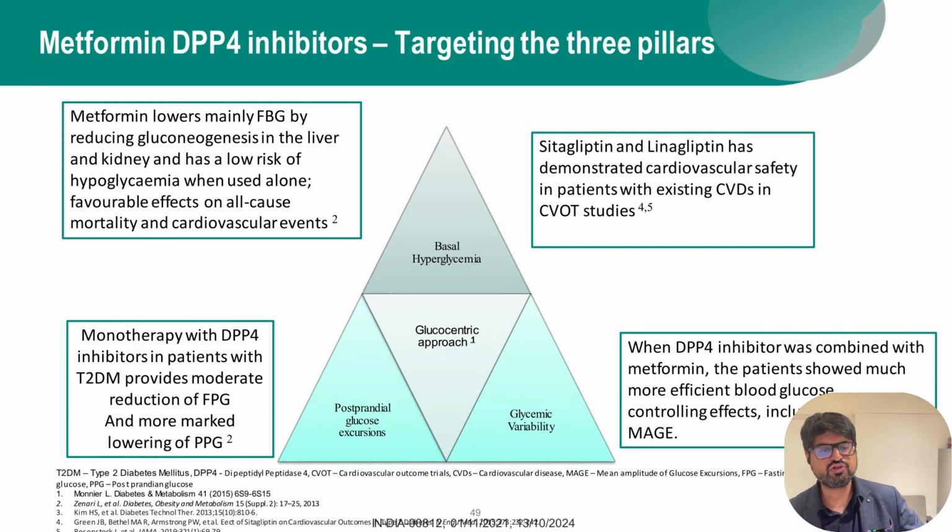DPP4 inhibitors mainly control the post-meal sugar. So again, post-meal glucose excursions are very important. And we all know that DPP4 inhibitors and, to an extent, metformin both reduce glycemic variability, especially when you are using them in combination. So that's something which is now very well known.